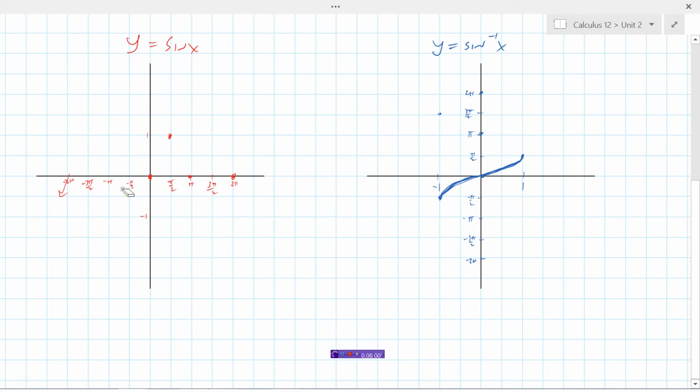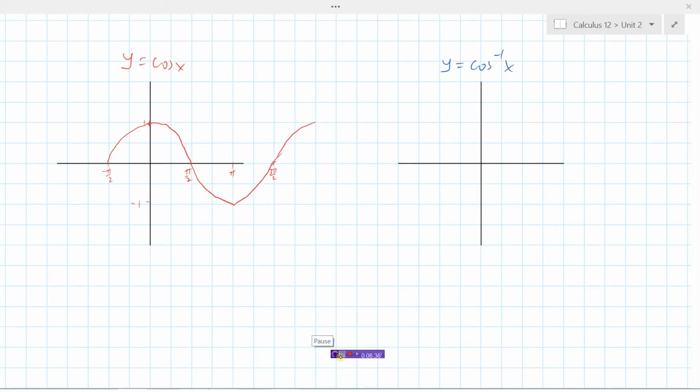So if we take the original sine x graph, back to a red pen here, and restrict its domain from -pi/2 to pi/2, then the inverse sine of x will be defined. This function here, when we take the inverse of it, will give us y equals the inverse sine of x, which will be this function right here.